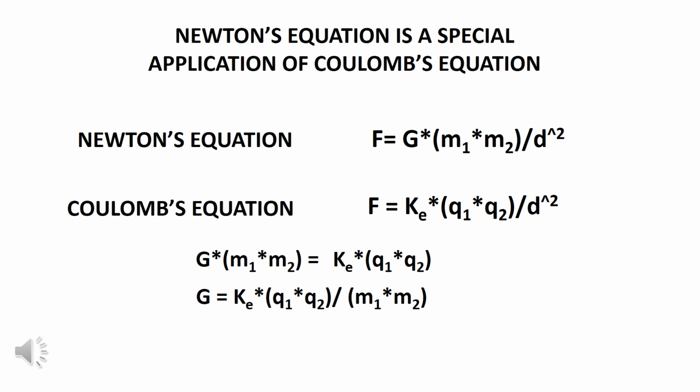If we divide Newton's equation by Coulomb's equation, we get the relationship underneath. We can write the gravitational scaling factor, big G, in terms of charge and mass, and the electrical scaling factor, Ke. So if this relationship is substituted into Newton's equation, we convert that equation to Coulomb's equation. We conclude that Newton's equation is a special application of Coulomb's equation.